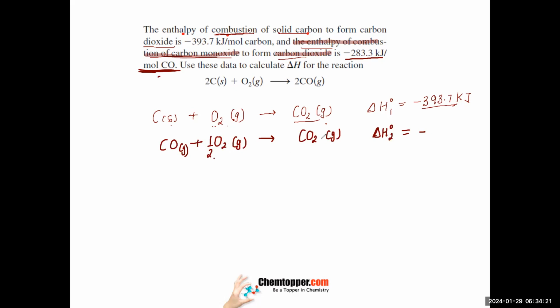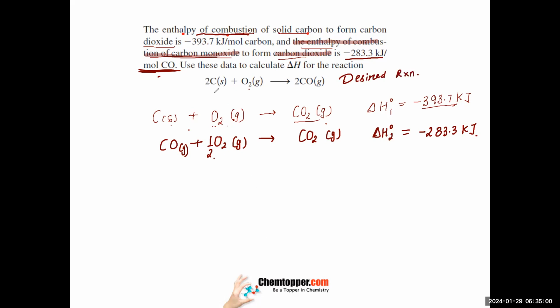CO plus half O2 giving you CO2. So what is delta H naught 2? Minus 283.3 kilojoules. Are you clear how I have written these two equations from the language, the conversion of language into chemical reactions? Now calculate delta H for this reaction. So this is my desired reaction.